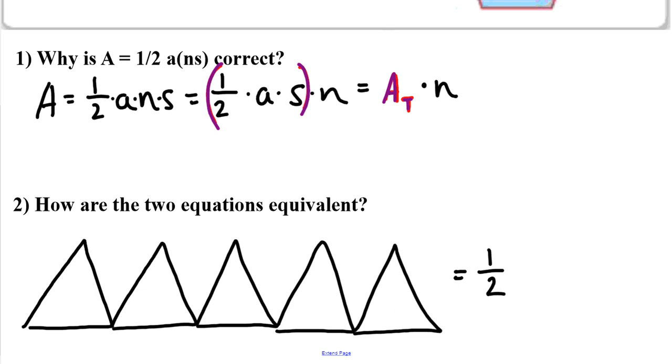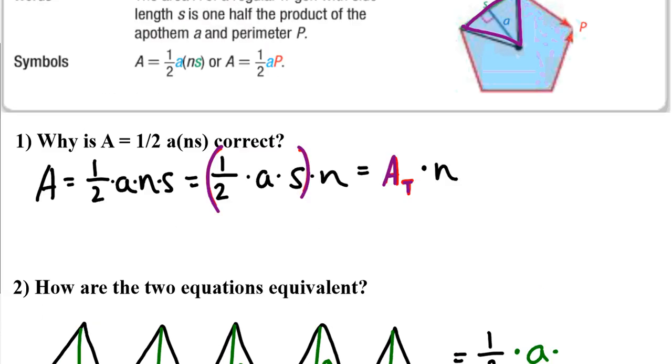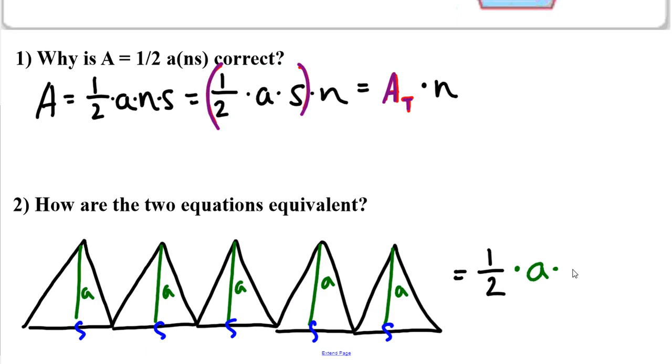The areas of the triangles are going to be the apothems. So the apothem A, apothem A, apothem A, apothem A, apothem A. So 1/2 A, and then times n times s. Each of these have side lengths s, s, s, s, s, I think is what they call them. Yep. And then we multiply by n.